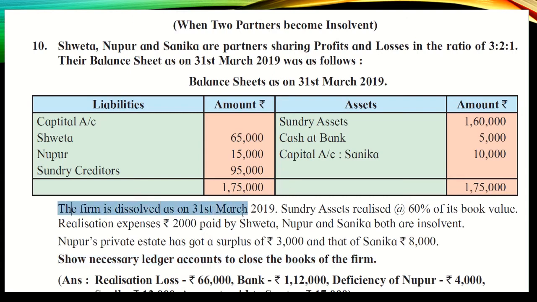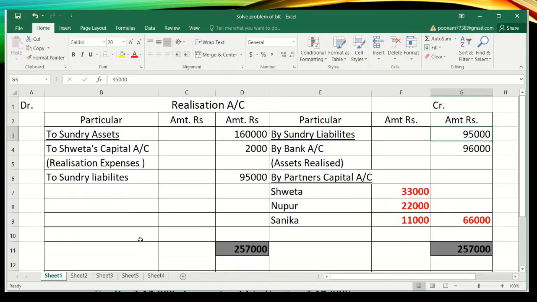The firm dissolved on 31st March. Sundry assets realized at the rate of 60% of the book value. So what is the book value of the sundry assets? 1,60,000, and 60% of it is realized after selling the assets. So you have to solve the first working note.